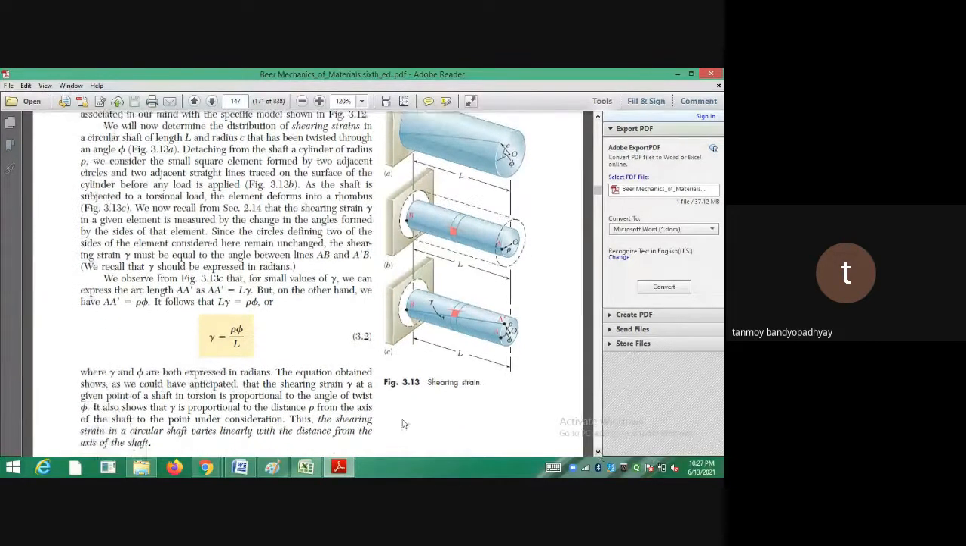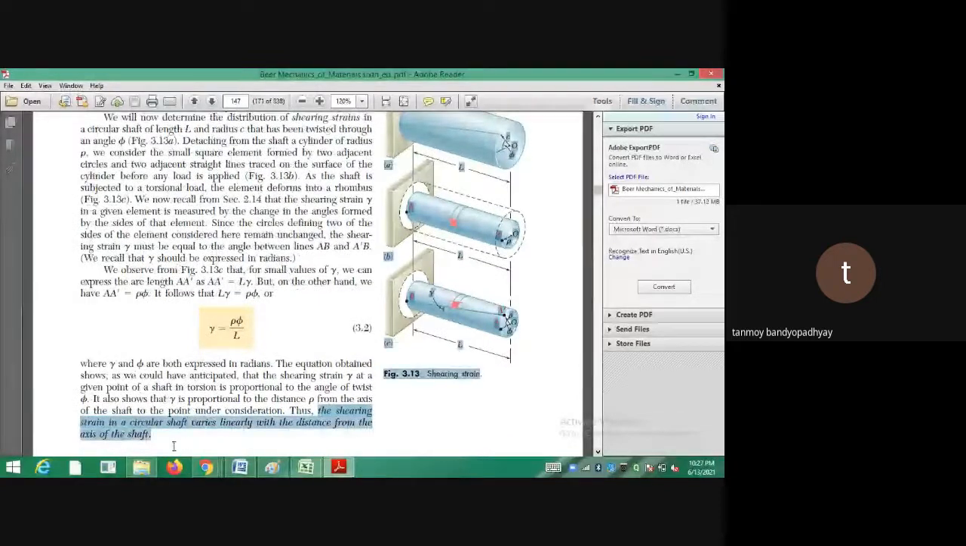So the shearing strain on a circular shaft varies with the distance from the axis of the shaft. So from the axis of the shaft, whenever you start moving, at small r equal to 0 the shear strain is 0. And at the outer radius of the circle, the outer fibers of the shaft are carrying the maximum shear strain. Clear?